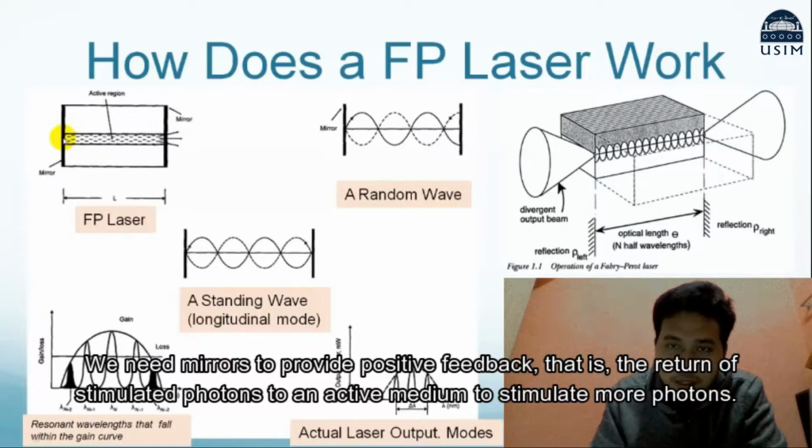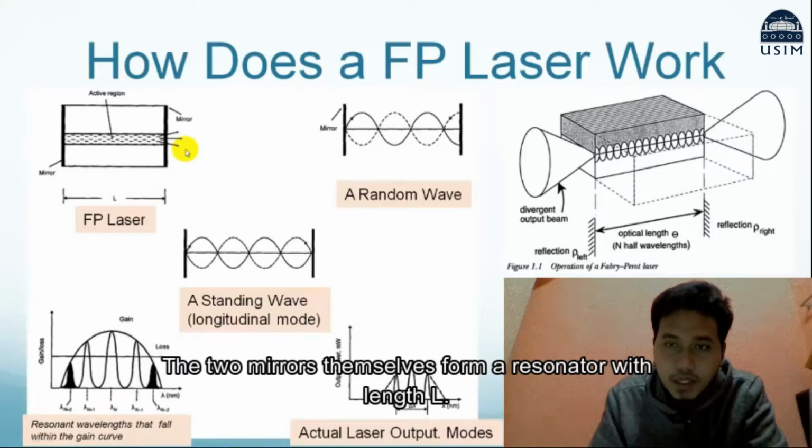We need a mirror to provide a positive feedback, that is, the return of the stimulated photon to an active medium to stimulate more photon. The two mirrors themselves form a resonator with length L.